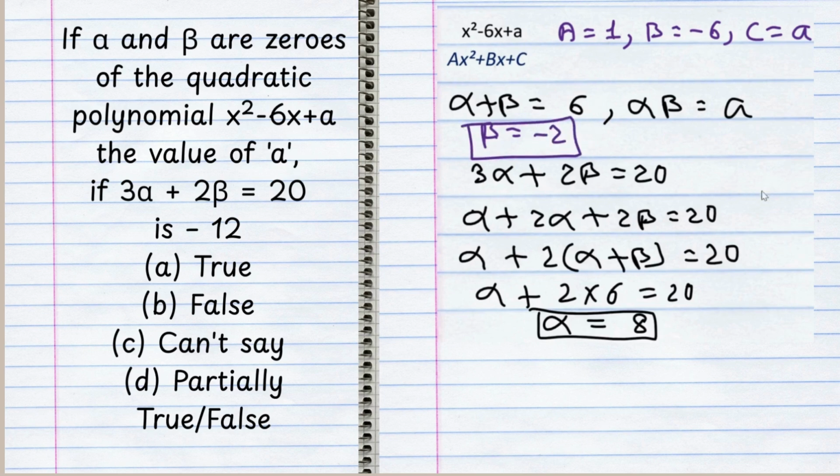So once we get the value of alpha and beta, next what we can do is to plug in the value of alpha and beta over here. So replacing alpha here with 8 and beta as minus 2 should give you the value of a. So therefore a comes to be what? Minus 16. So we'll say that the value of a is minus 16. Therefore the statement given here is false.